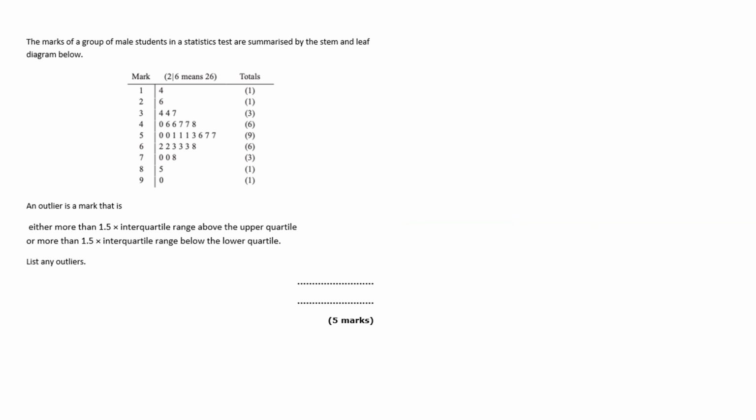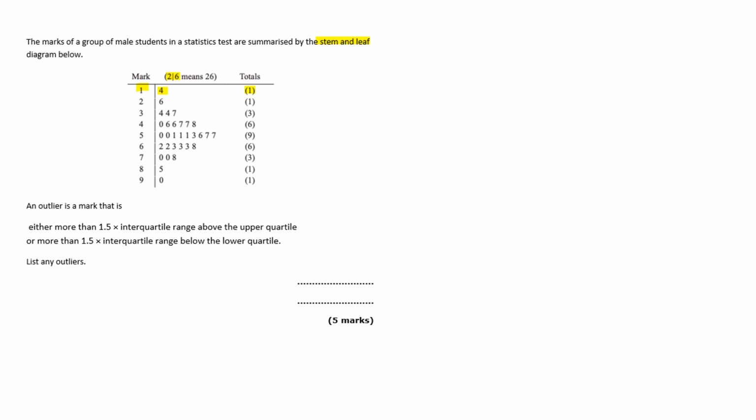So things to look out for here, we've got a stem and leaf diagram. Obviously the stems are going to be down the left, the marks, and the leaves are to the right of that line. Looking at the key, 2 | 6 means we've got 26, and 1 | 4 means we've got 14. The totals here are just how many values are in each row. So have we got an ordered stem and leaf? All the leaves are in order, so that's going to be helpful when we calculate the quartiles.